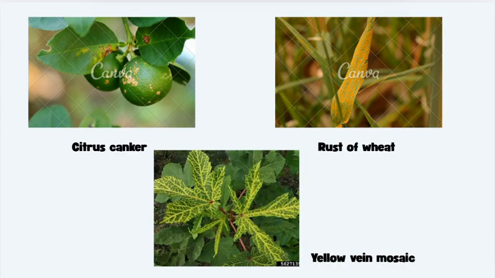insects. I put down the three types of disease with their pictures. So this is citrus canker, rust of wheat, and yellow vein mosaic. Observe the pictures carefully. It can be asked maybe for identification. So observe the pictures very carefully.